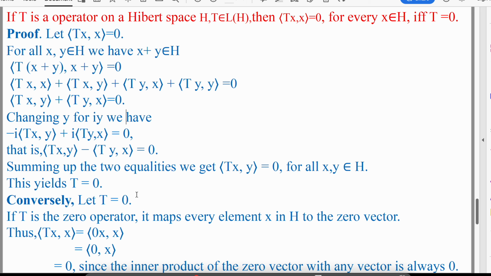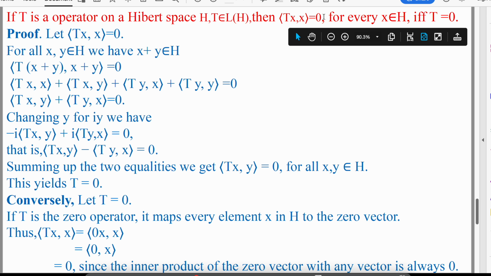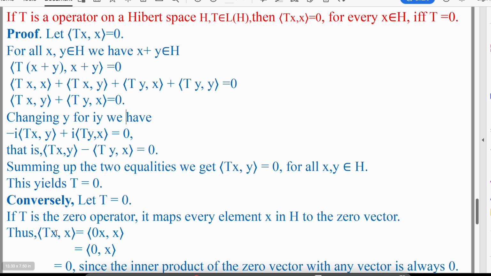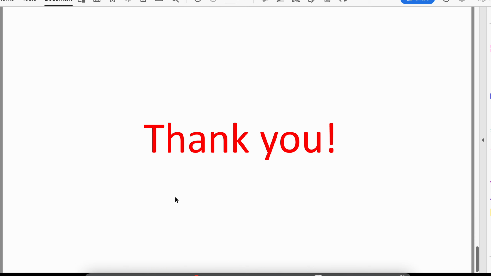Conversely, suppose T is a 0 operator, then we will show that the inner product of Tx and x is 0. If T is a 0 operator, it maps every element x in H to the 0 vector. It means the inner product of Tx and x is equal to the inner product of 0x and x. 0 operator maps every vector to the 0 vector, so the inner product of 0 and x is 0, since the inner product of the 0 vector with any vector is always 0. Thank you.